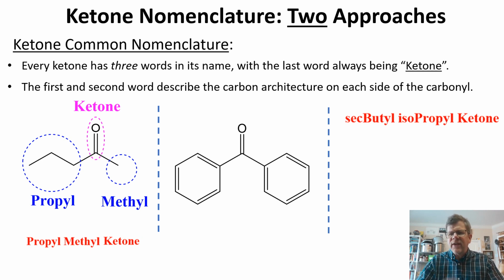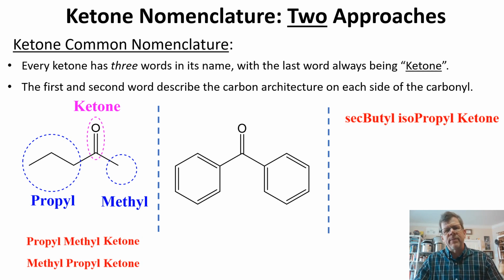Do you see that similarity we had with common nomenclature of ethers? Common nomenclature of ketones is very, very similar. Propyl methyl ketone. And since this is not IUPAC based, we don't have to go alphabetically. This could be just as correctly given as methyl propyl ketone. Remember we had the same deal with ether common nomenclature.